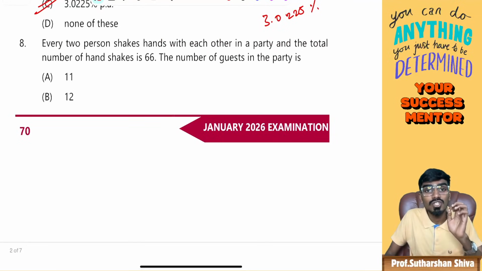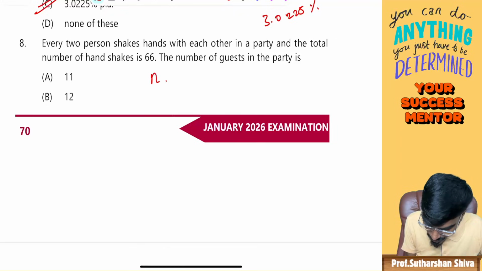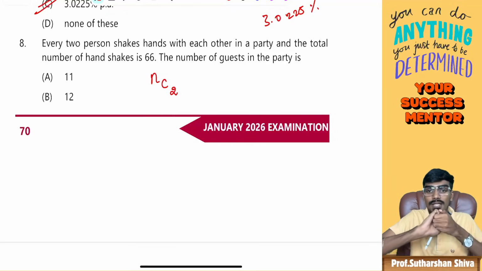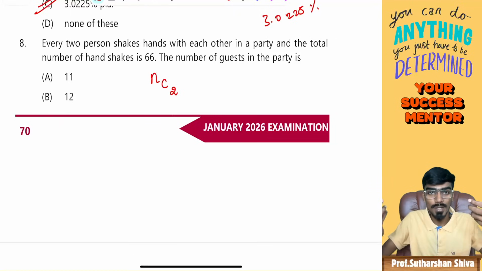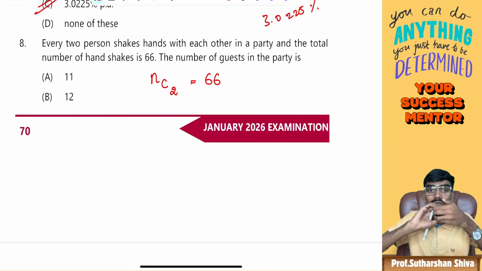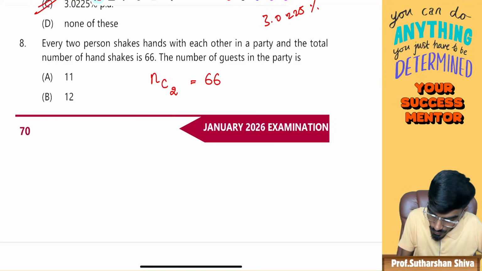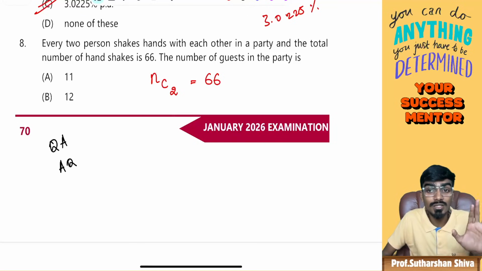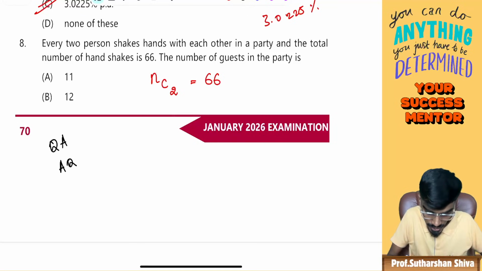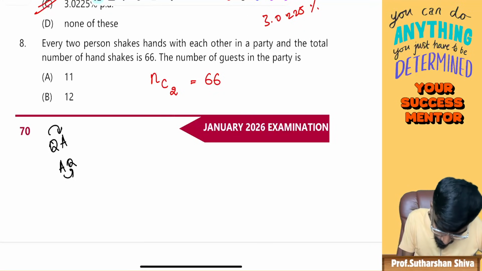Every two persons shake hands with each other in a party and the total number of handshakes is 66. So the number of persons doing a handshake is 2. To do a handshake we need two persons' hands. Total 66 handshakes. For one handshake we need how many persons? Two persons. So for this we will have two approaches: one is the QA approach, one is the AQ approach. It is not quantitative aptitude, it is question to answer, answer to question. For this we'll go with the AQ approach.